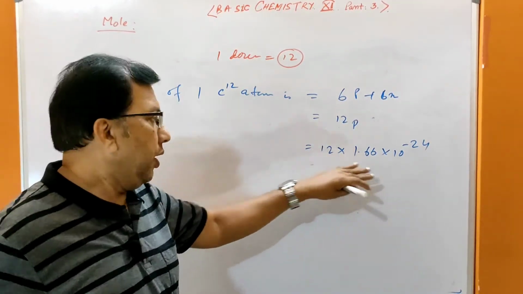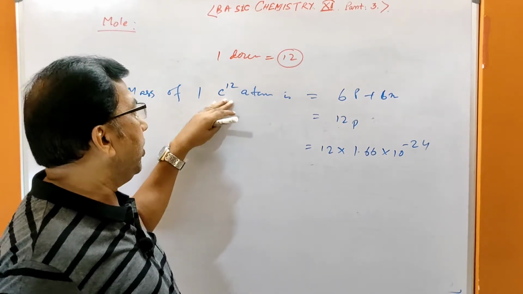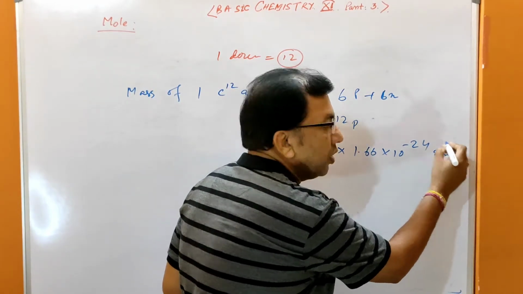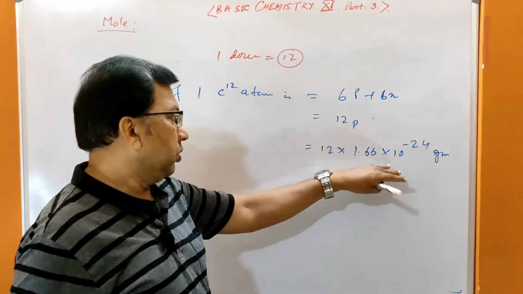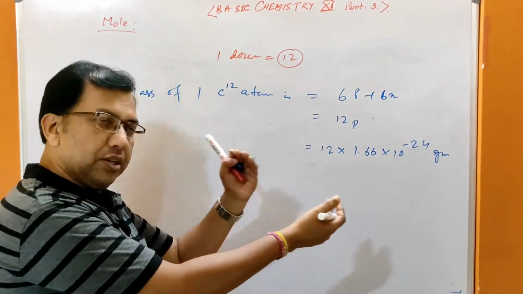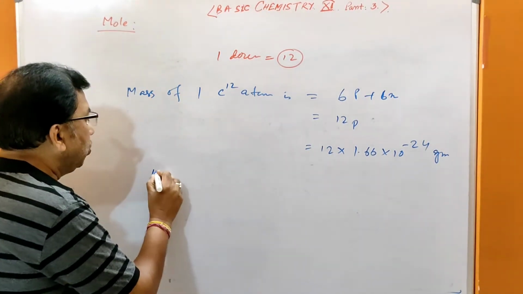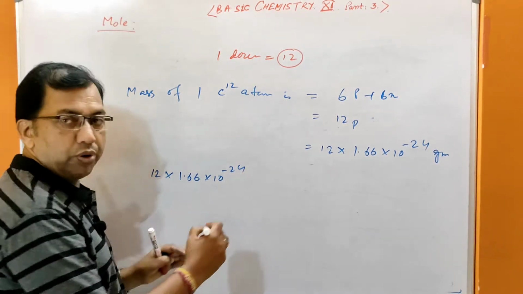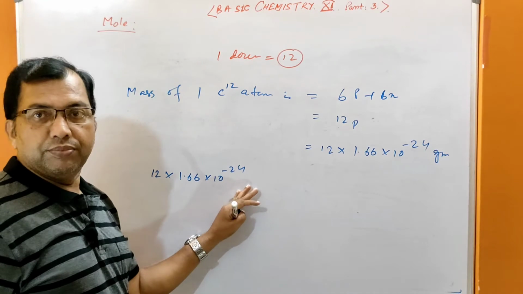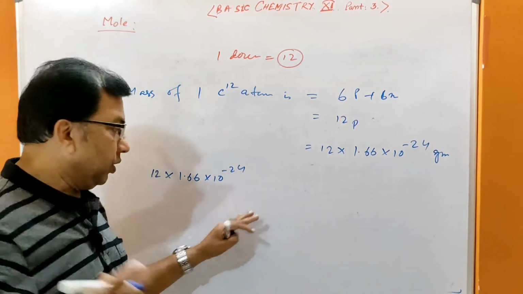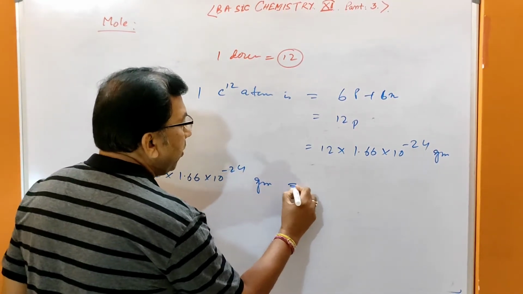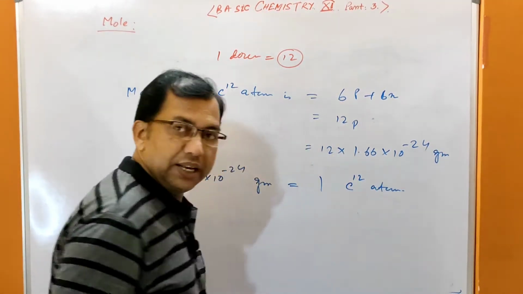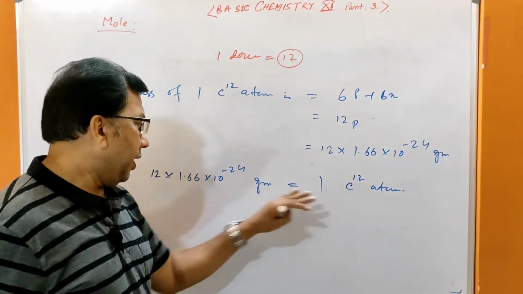This is the mass of one carbon-12 atom. What will be the mass of one carbon-12 atom? 12 attograms. Clear? Just write it around: 12 × 1.66 × 10^-24 grams is the mass of one carbon-12 atom. Clear? What is the mass of one carbon-12 atom?